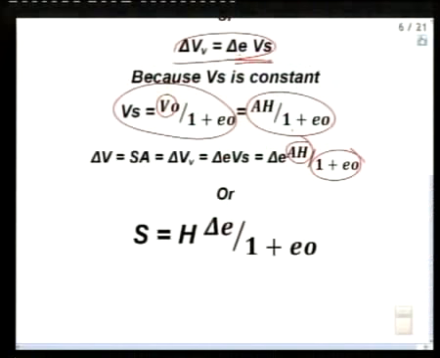Now, from this equation, I can say that, you see, A here, I can cancel with A here, right? So S alone equals H multiplied by delta e divided by 1 plus e naught. Right? S equals H multiplied by delta e divided by 1 plus e naught.